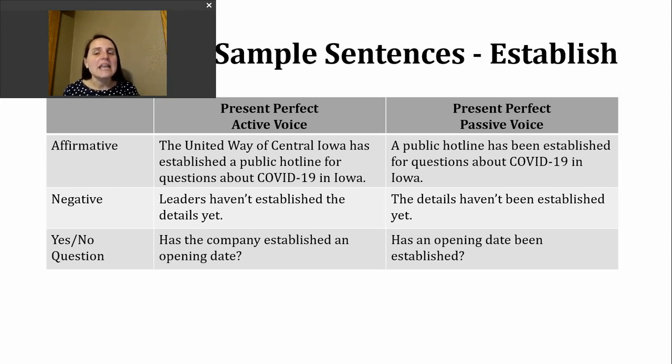Okay. If we want to change this to passive voice, we're going to continue using have or has. Then we'll use been, B-E-E-N. That's our participle form of be, and then the participle form of the verb. So this might seem funny to you. We have two participles, but that's the way we do passive voice in the present perfect. So here's the same sentence that, again, I saw in a newspaper article. A public hotline has been established for questions about COVID-19 in Iowa.